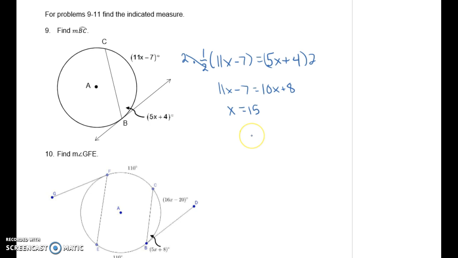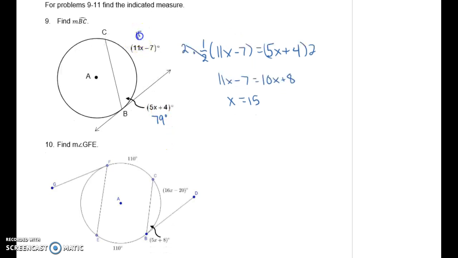So once I have that 15, I've got one of two things that I'm going to do. I'm going to solidify that idea of the tangent chord angle being half of the intercepted arc by actually taking that 15 and plugging it into the tangent chord angle. So if I do 5 times 15, that's 75, and add 4, I'm going to get 79 degrees. That's my tangent chord angle. My arc that's cut off is double that. So when I take 79 times 2, I end up getting 158 degrees.